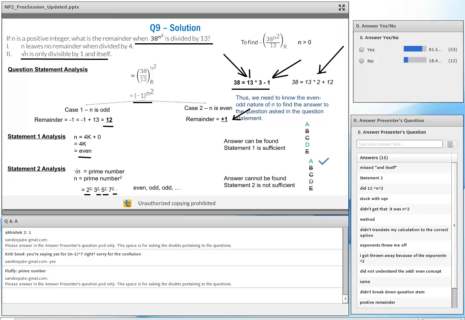Can I explain statement 1 once again? Yes, statement 1 says n leaves no remainder when divided by 4, which means n is completely divisible by 4, which means n is equal to 4k plus 0, where 0 is the remainder, which means n is equal to 4 times something. Okay, and which means that n is even, essentially. Crystal.